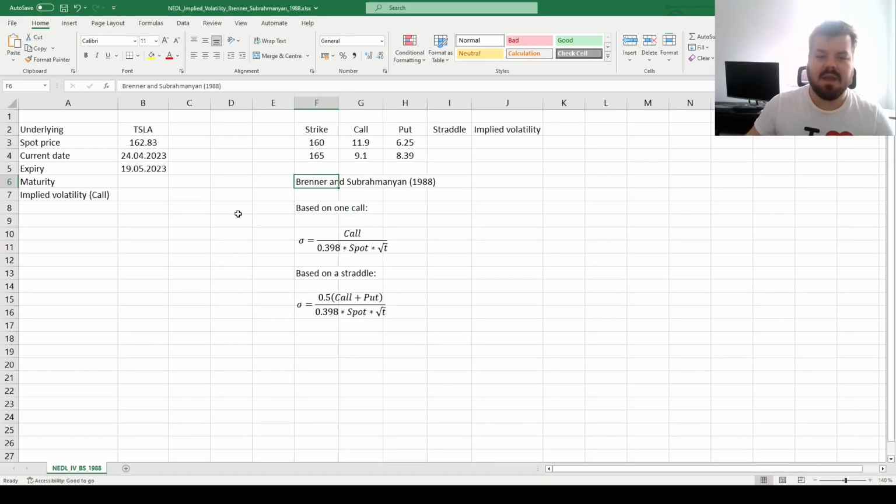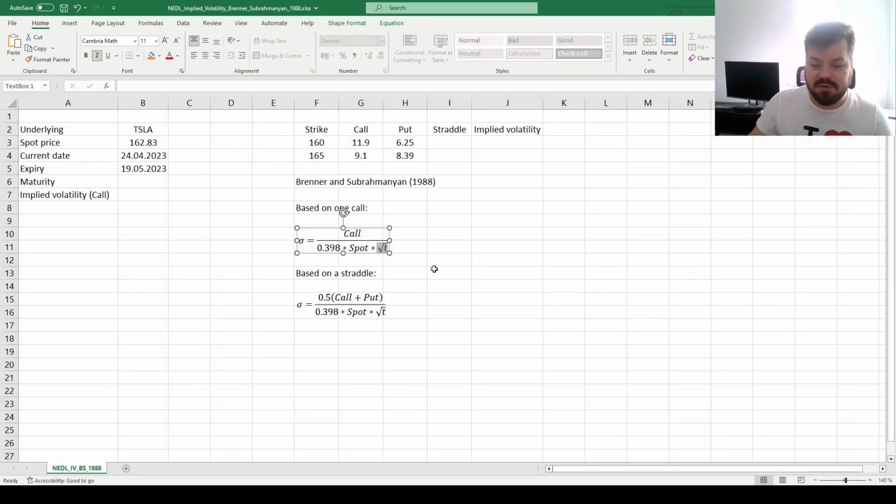However, as Brenner and Subrahmanyan argue, the procedure that involves the Newton-Raphson iterative method or numerical optimization that we showed in the previous video is unnecessarily complicated if the underlying price is close to the strike price, because the formula of the Black-Scholes model can be simplified to provide a nice closed form approximation of implied volatility. And if we base our calculation just on one option, say one call option, then we can easily calculate the implied volatility based on the premium of the call, the spot price, and the maturity of the option T. And this constant, 0.398, emerges from the numerical approximations of the standard normal distribution function that is involved in the Black-Scholes formula.